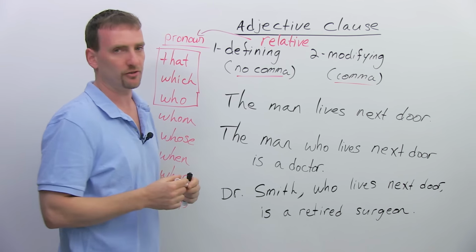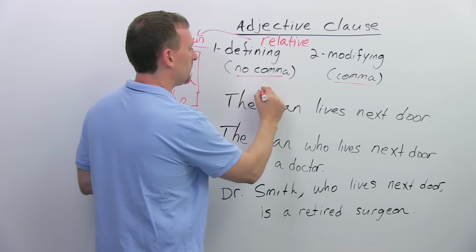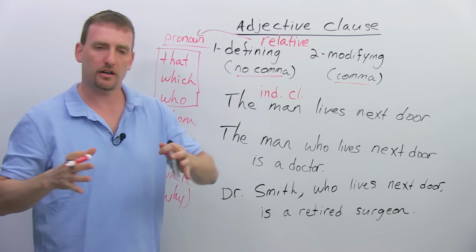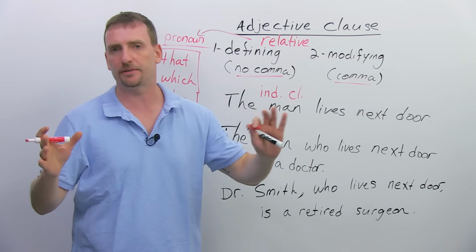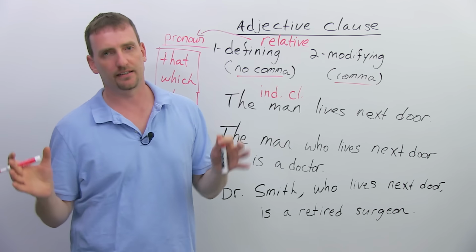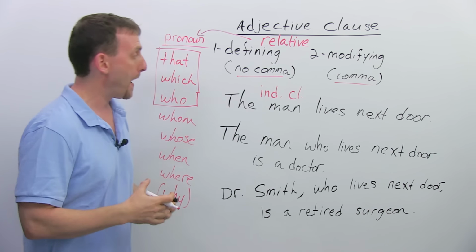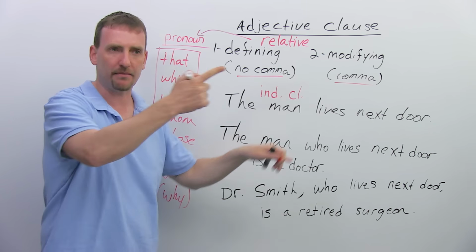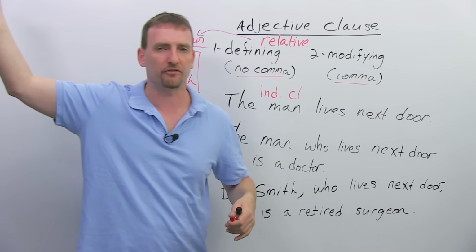The man lives next door. So here we have an independent clause. Independent clause means it's a complete idea. It stands by itself as a sentence. It doesn't really need anything else. But the problem is the man. Which man? That man? That man? The man across the street?